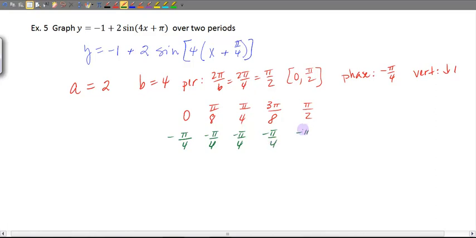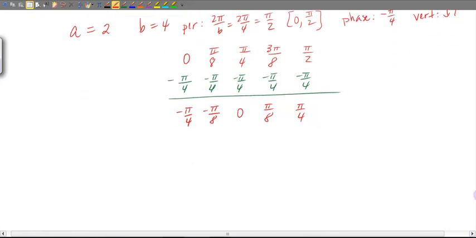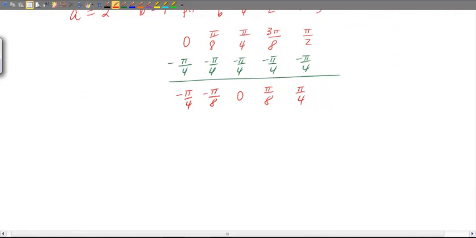I won't bore you by writing it, so I'm going to pause the video and record my values. When I do the straight subtraction on this, these are the new values that I get for my interval. In other words, these are the values I'm going to mark on the x-axis because I shifted everything to the left, or in the negative direction, by pi over 4. So now we're ready to start setting up our axis.